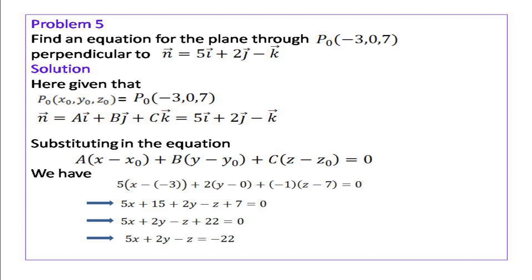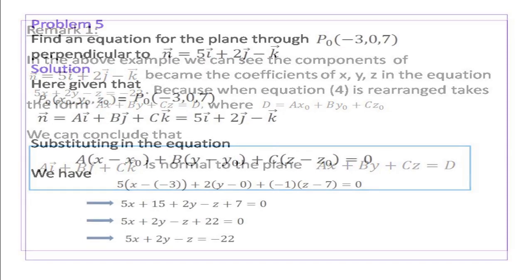Substituting these values in the equation for the plane, a into x minus x naught plus b into y minus y naught plus c into z minus z naught equal to 0, and simplifying we have the equation for the plane 5x plus 2y minus z equal to minus 22.